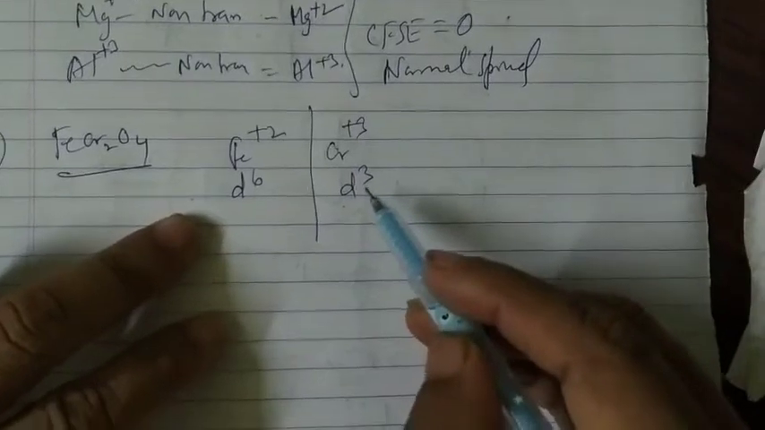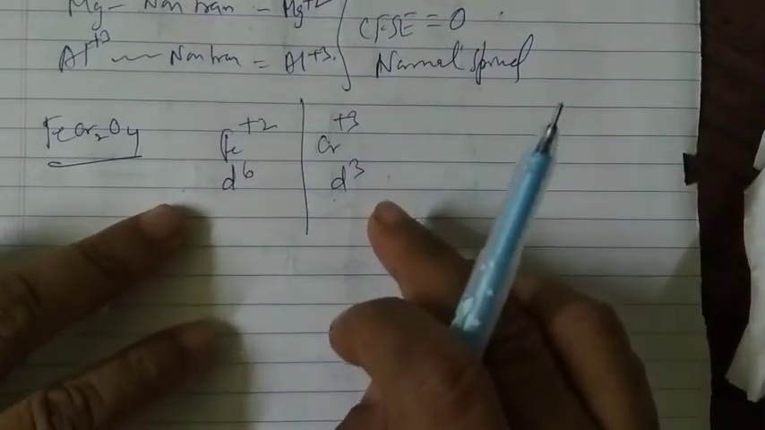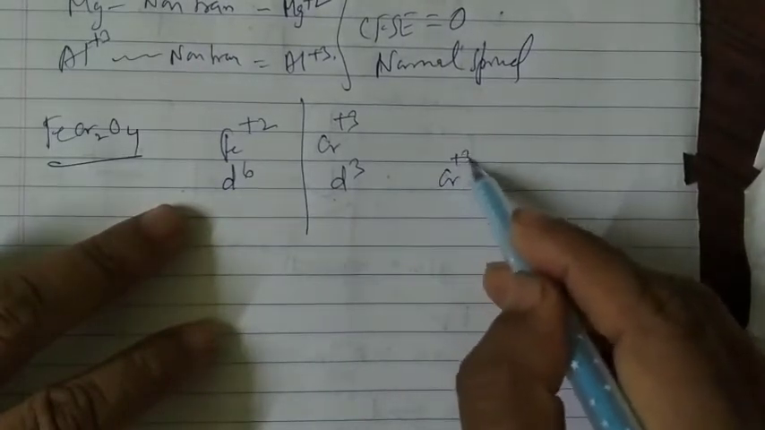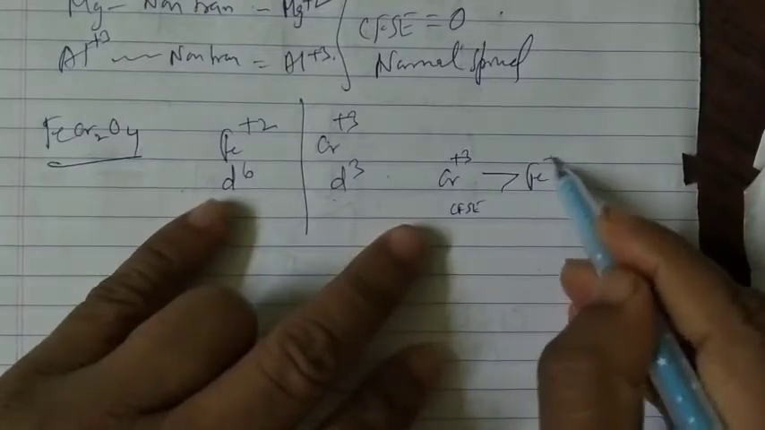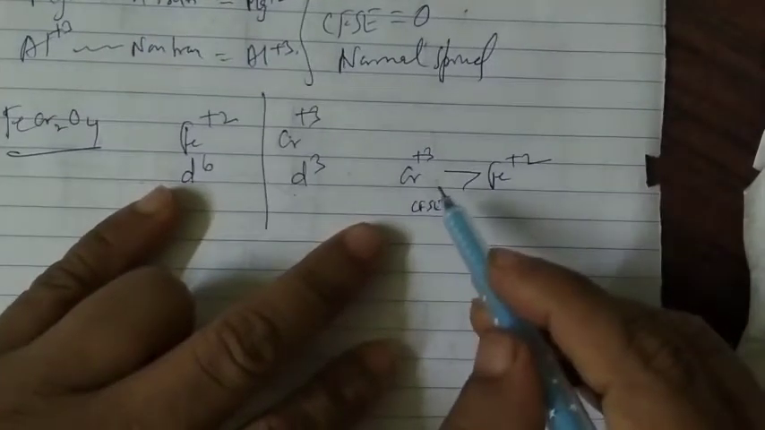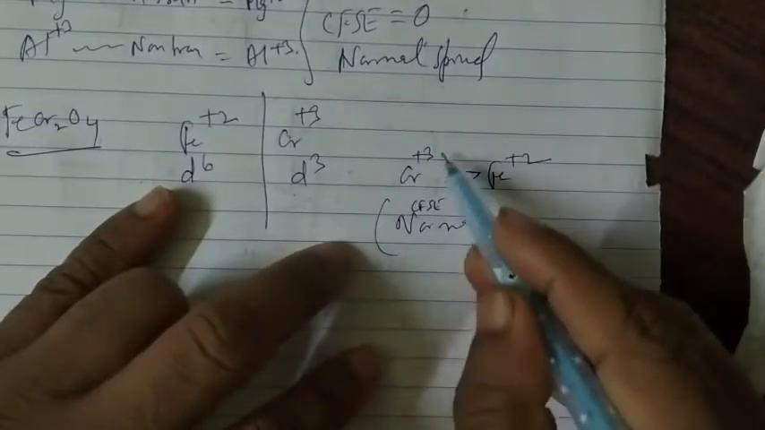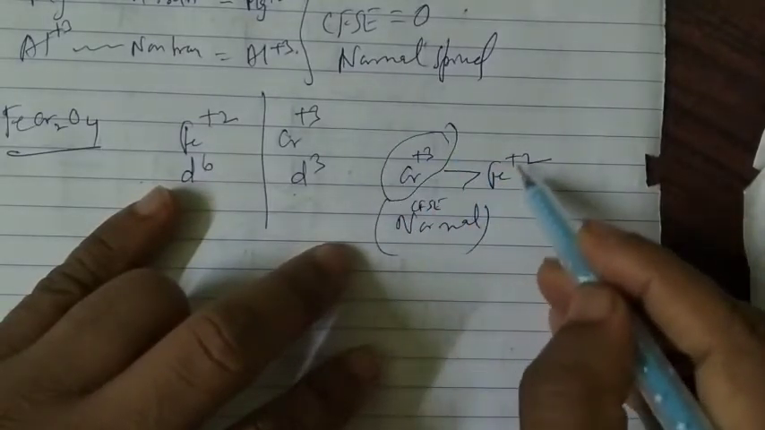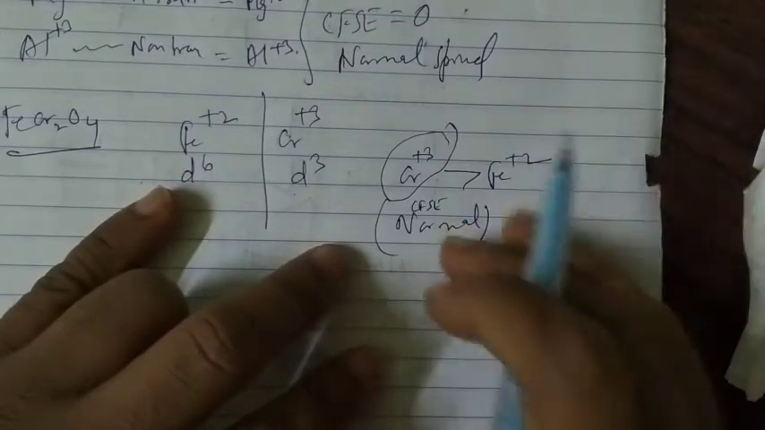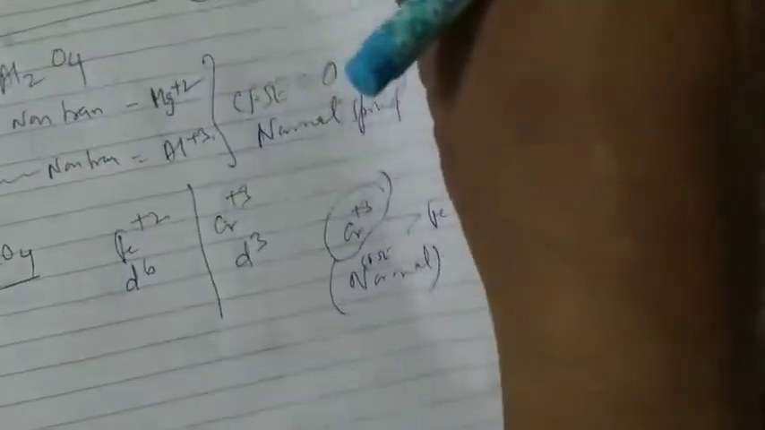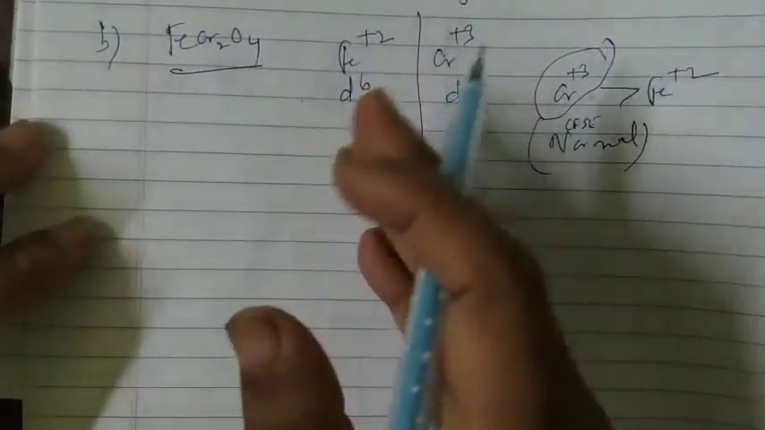So obviously what will happen now here? Since chromium in plus 3 state has greater CFSE than iron in plus 2 state, what does the rule say? It will be a normal spinel. Similarly, whenever the trivalent CFSE is greater than the divalent, we call it a normal spinel. By knowing these points, we can remember and say quickly whether it is normal, inverse, or like that.